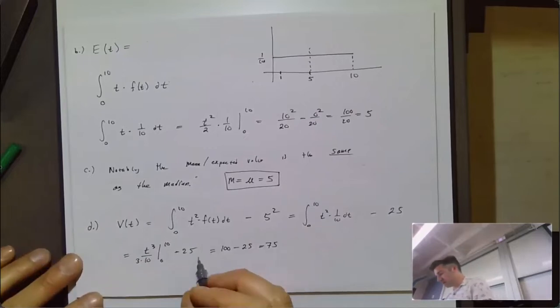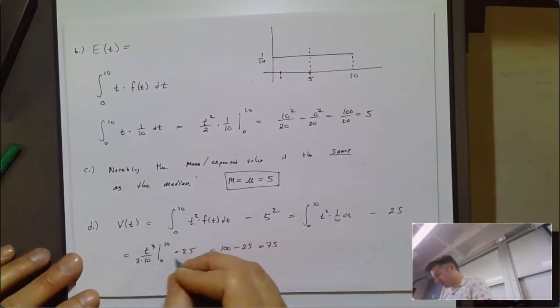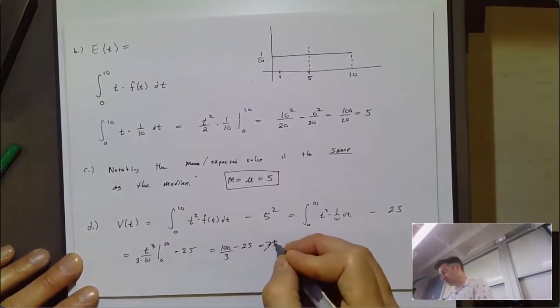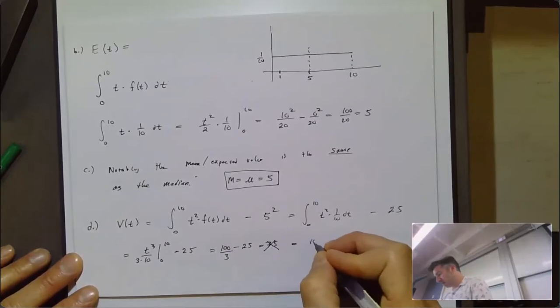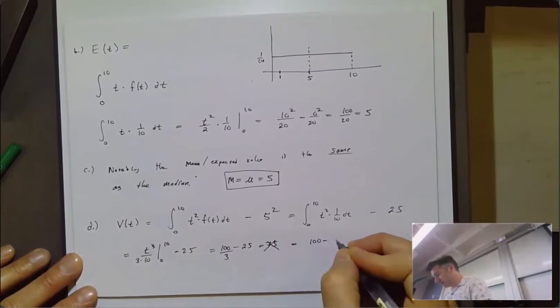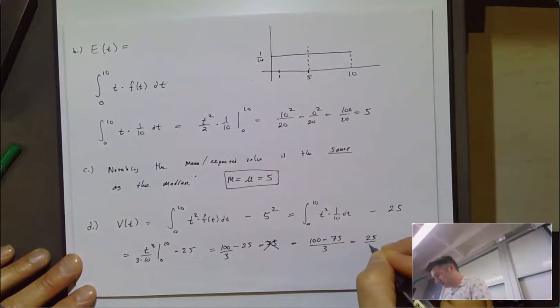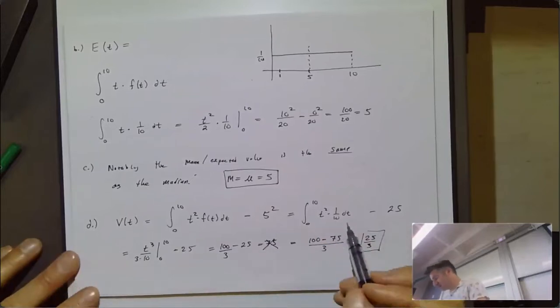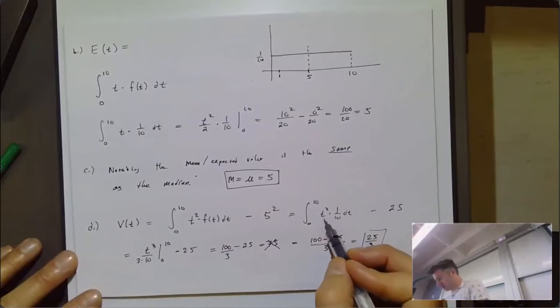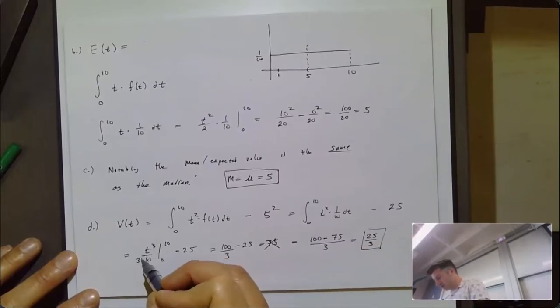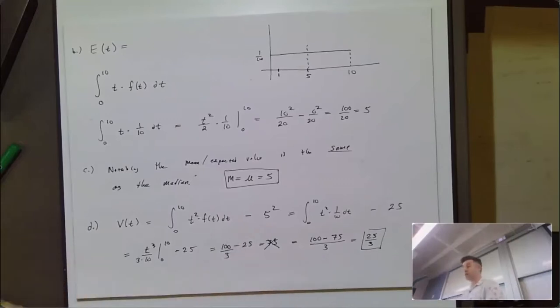So really, we should be getting 100 over 3 minus 25. So that actually is going to change this up a little bit. That's going to end up being 100 minus 75 all over 3. So we're going to get 25 over 3. Now let me double check that because I feel like I could be wrong. T cubed over 3, t cubed over 3 times 10, 10 cubed over 10, 100 over 3. That looks right. Okay. So you can memorize the formulas for these as well.